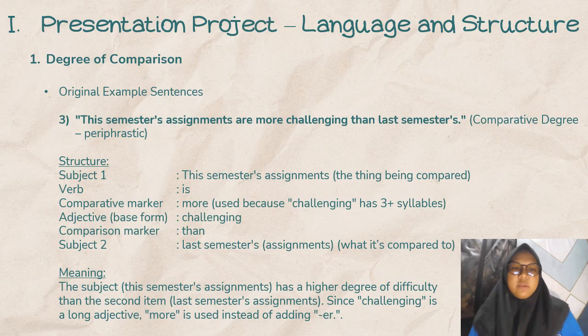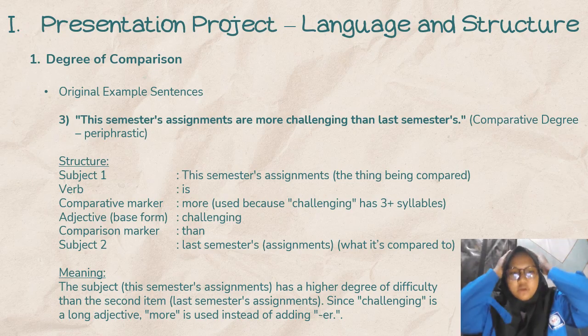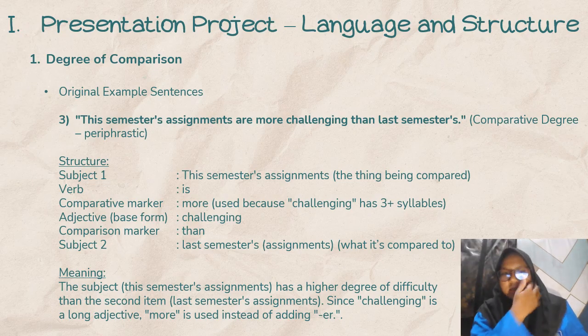So it's comparative degree but regular. Structure is subject one is this semester's assignments, the thing being compared. The verb is. Comparative marker is more, used because challenging has three plus syllables. So the adjective or base form is challenging. Comparison marker is than. The subject two is last semester's assignments. So it's what is compared to. The meaning is the subject, this semester's assignments, has higher degree of difficulty than the second item, last semester's assignments. Since challenging is a long adjective, so more is used instead of adding er.